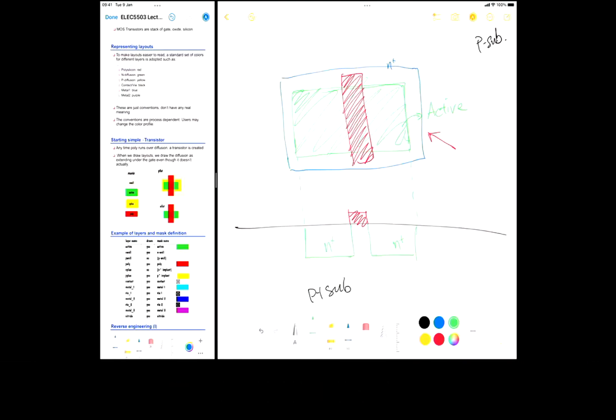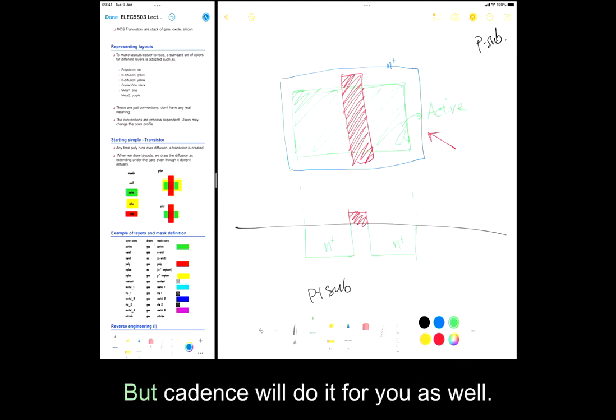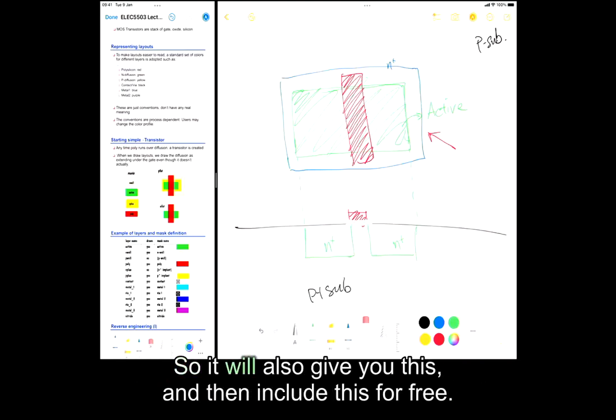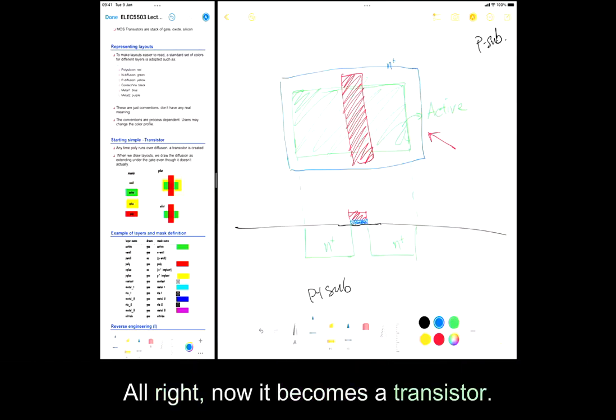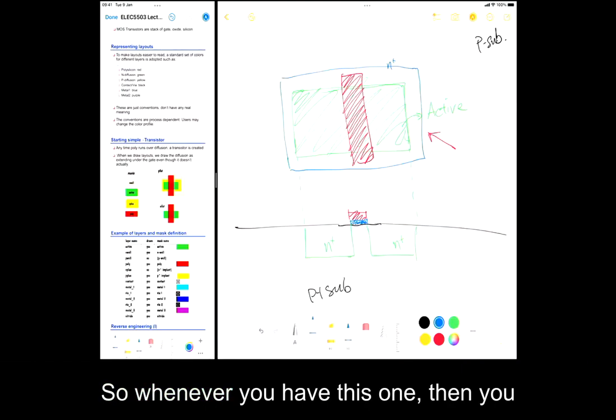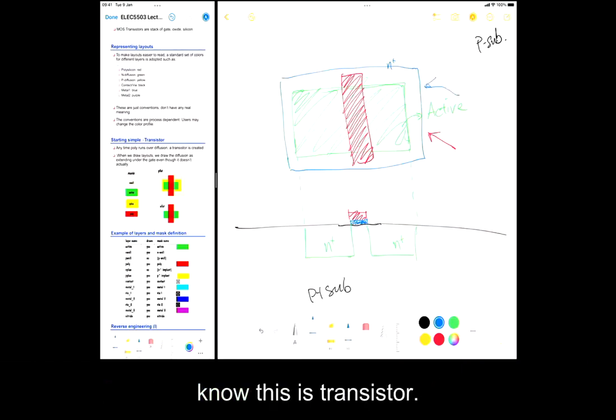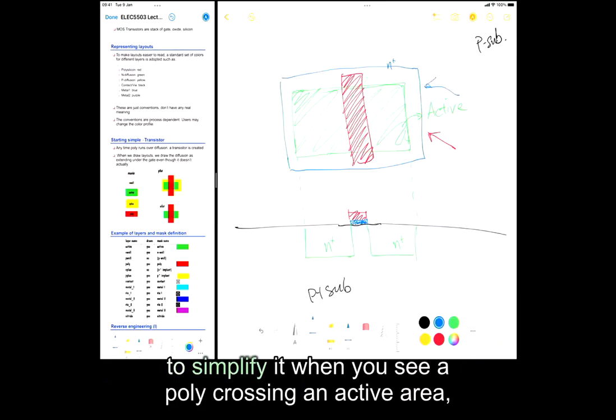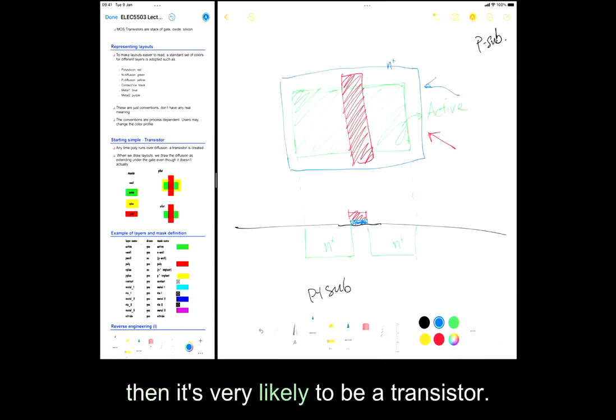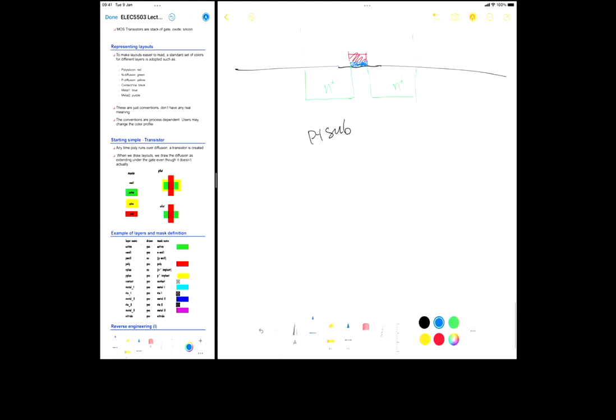No, it's not. You're missing an oxide, right? But Cadence will do it for you as well. So it will also give you this, and then include this for free. All right, now it becomes a transistor. Okay. So whenever you have this one, then you know this is a transistor. To simplify it, when you see a poly crossing an active area, then it's very likely to be a transistor. All right. Okay. And this is an N plus.